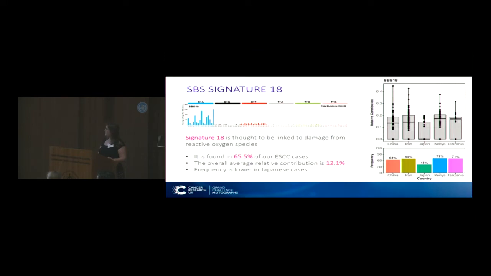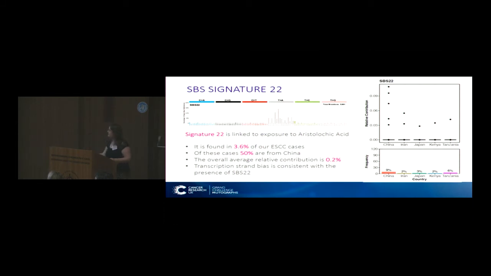So signature 18, found in about 65% of our cases overall, contributing about 12% of the mutation burden. Overall, the frequency is pretty consistent. There is a small drop in the frequency that we see it in Japanese cases. We probably need more data to see if that is a real association or not.